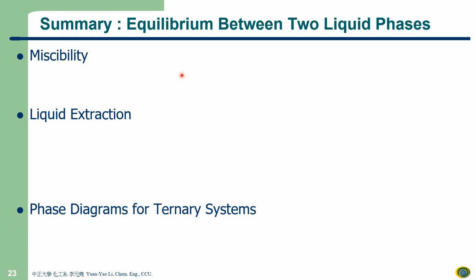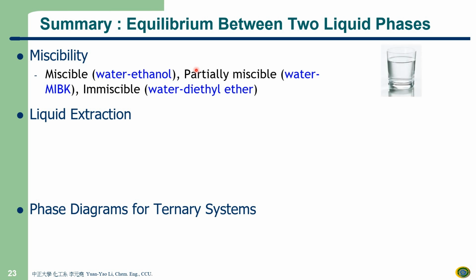The first thing we learned is called miscibility. What is miscibility? Miscibility is divided into three types. The first one is miscible. For example, water and ethanol are miscible, so you cannot tell which part is water and which part is ethanol. This is what we call miscible. The second one is called partially miscible, for example water and MIBK.